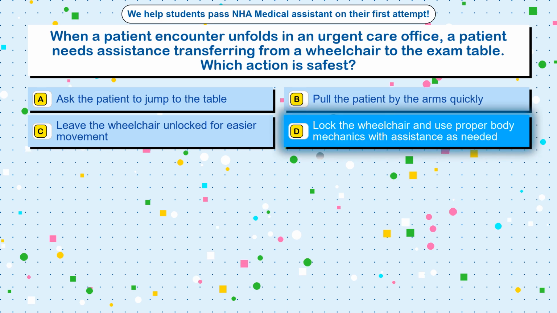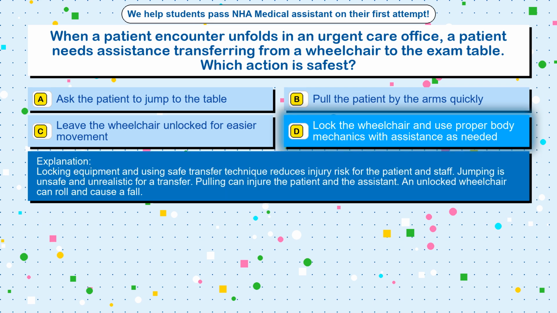Lock the wheelchair and use proper body mechanics with assistance as needed. Locking equipment and using safe transfer technique reduces injury risk for the patient and staff. Jumping is unsafe and unrealistic for a transfer. Pulling can injure the patient and the assistant. An unlocked wheelchair can roll and cause a fall.